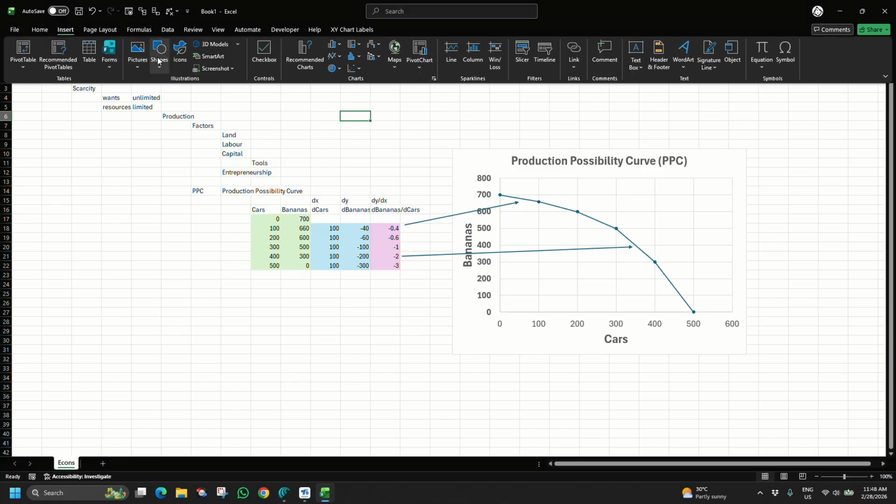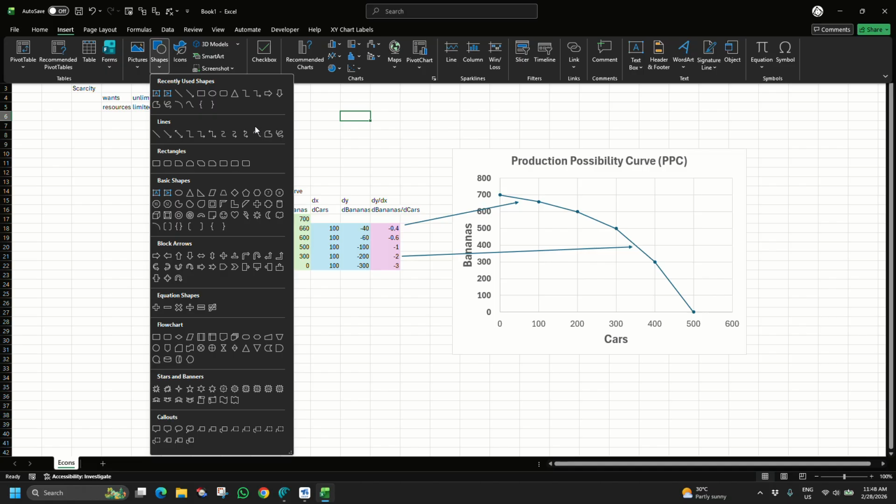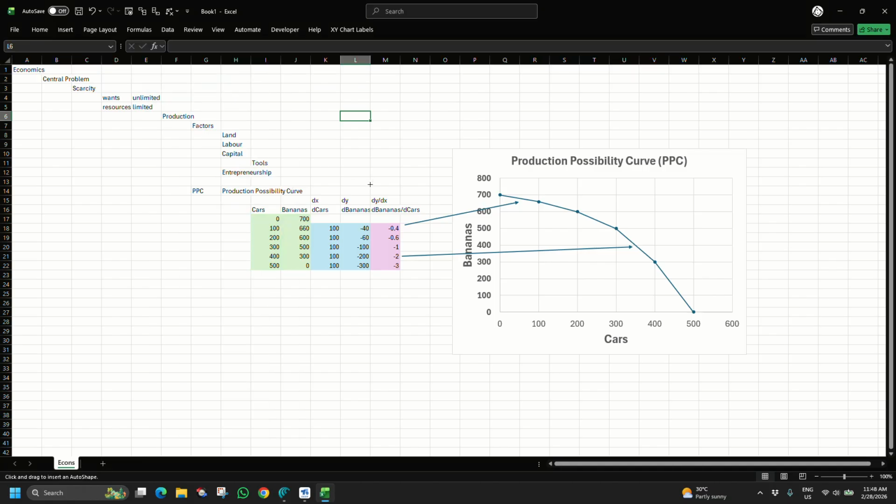So if I were to insert a shape like a right angle triangle, is there some kind of right angle triangle? Let me see. Oh, this triangle is not right angle though. Can I turn it? Okay, yes, I can turn it. Very good.